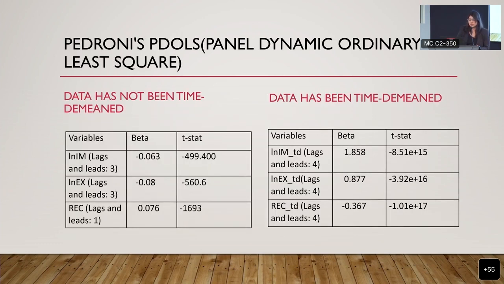So lastly, we will analyze Pedroni's PDOLS, the panel dynamic ordinary least square. Here we have 2 boxes: one where the data has not been time demeaned, and another where the data has been time demeaned. When we are not time demeaning the data, both tables show a completely different result. When we are time demeaning the data, we are having a completely different direction of panel regression.